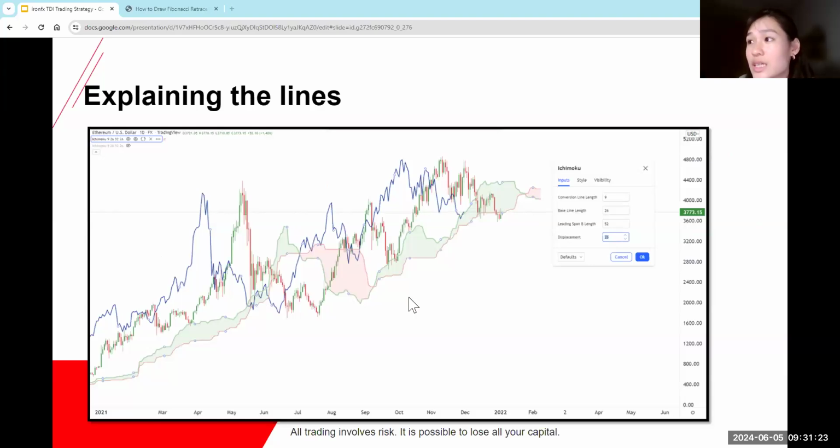Okay, so here are the parameters that we use for Ichimoku. There was a question about the parameters that we use for the other indicators, and I'll get into those in a bit. But for Ichimoku, these are the inputs that we use.